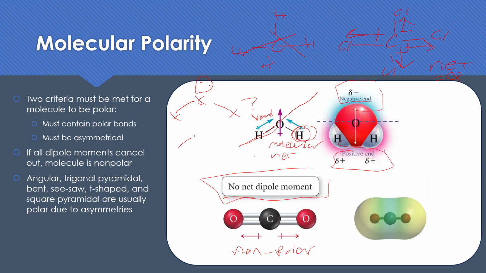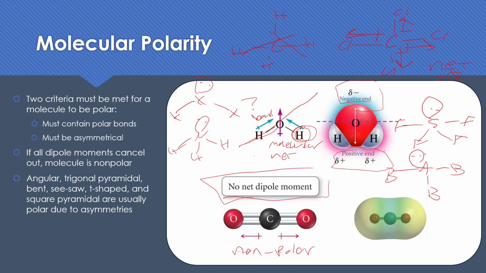Trigonal pyramidal, like ammonia. Okay, you see the asymmetry there. Seesaw, we looked at, like sulfur tetrafluoride. Okay. Bent, like this is water's bent, so I don't need to put another one there. T-shaped, what was the one we did? Well, whatever. Any T-shaped molecule. Very obviously, you have asymmetry here.